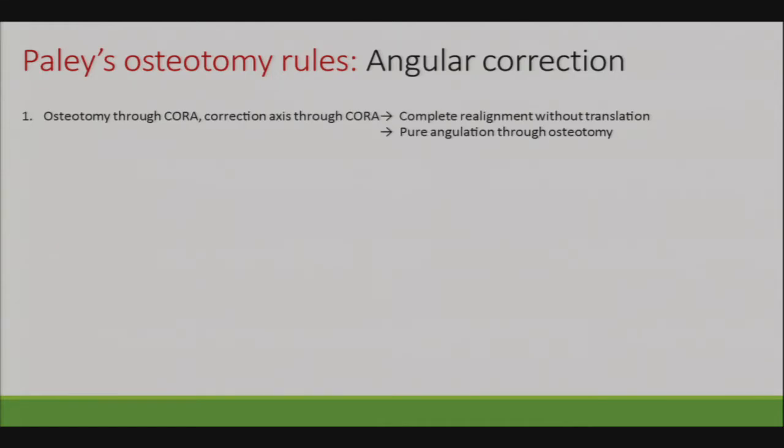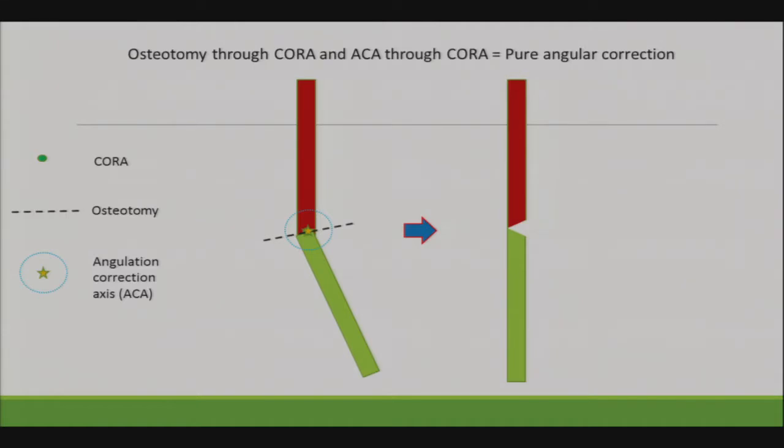These are the osteotomy rules, outlined by Paley. So these just talk about what happens depending on where you cut relative to the chora and where you rotate relative to the chora. And so the first example is the simple example. If you cut through the chora and rotate through the chora, you get complete realignment without translation.